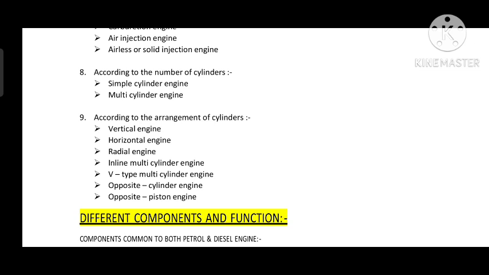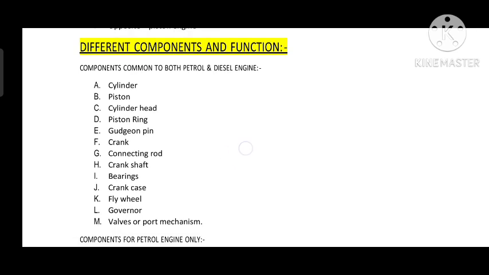Okay, next, different components and their function. Components common to both petrol and diesel engine are cylinder, piston, cylinder head, piston ring, gudgeon pin, crank, connecting rod, crankshaft, bearings, crankcase, flywheel, governor, valve or port mechanism. Next, components for petrol engine only.